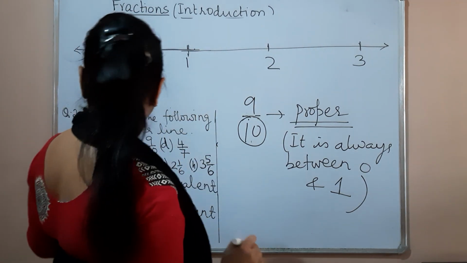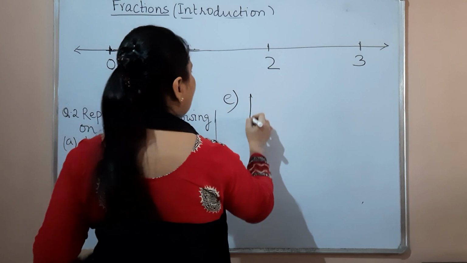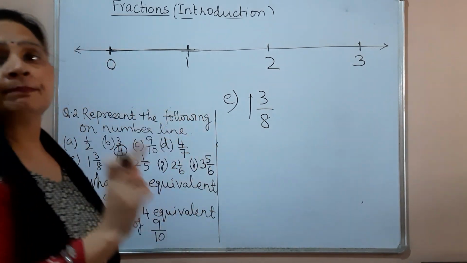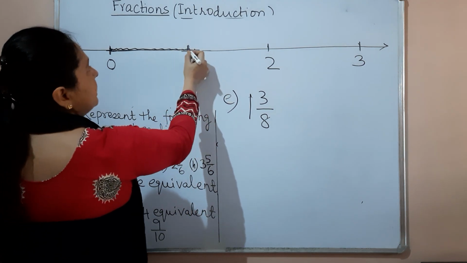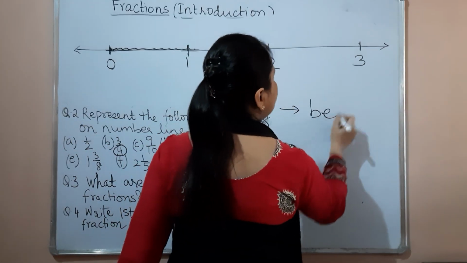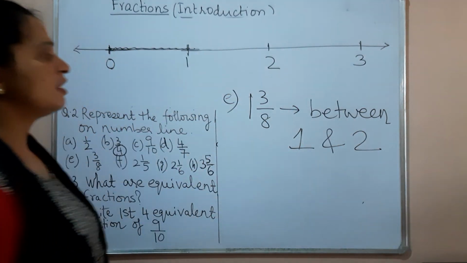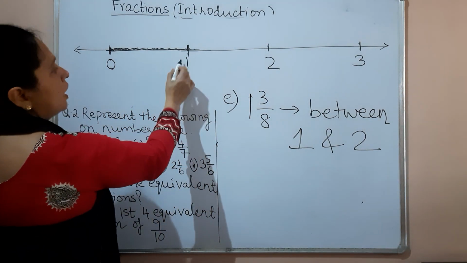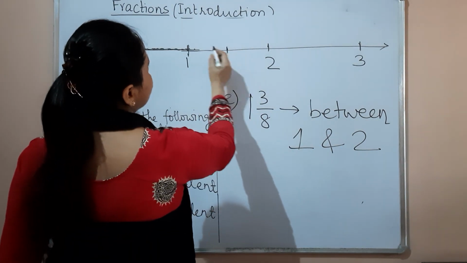Now our next part is E part. E part is 1 whole 3/8. This means 1 is complete and 3/8 more. From here we reach 1, but after this 3/8 more, okay, that means it is between 1 and 2. So this is the first thing which we have to understand. We start our journey from 0, we have reached 1 and after 1, 3/8 more means between 1 and 2, we have to divide it into 8 parts.